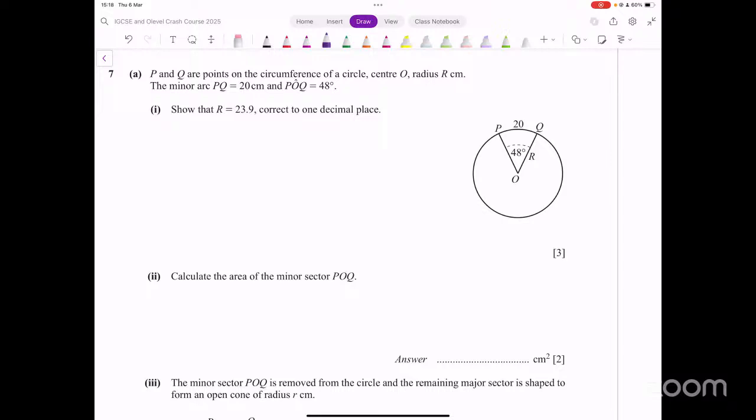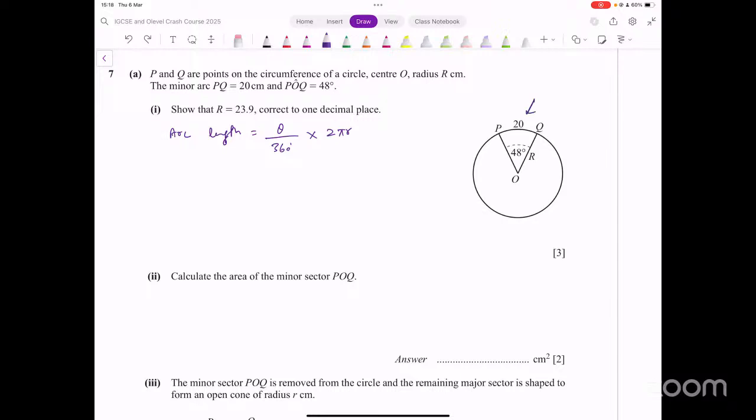We have a formula for the arc length. The arc length formula works like this: theta over 360 times 2 pi r. The circumference of the whole circle is 2 pi r, and we're just finding a proportion of that. Theta over 360. That's the formula that we've got.